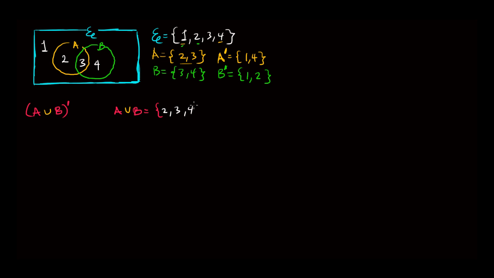2, 3, and 4. That's the union between set A and B. Okay. Now the next thing is to find the complement of the set. After finding A union B, we need to find the complement.